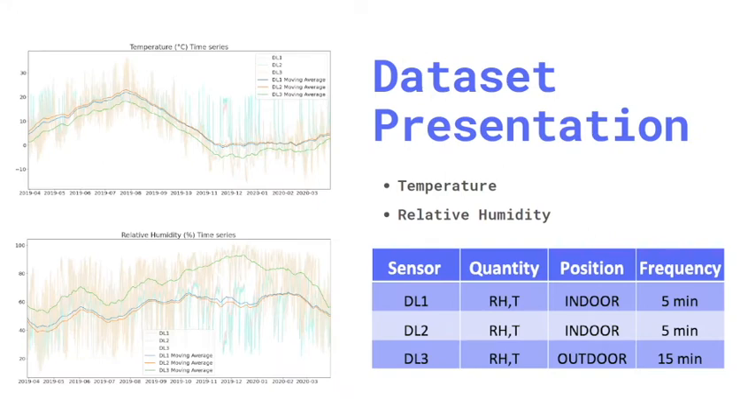We analyze the temperature and relative humidity time series in a time window that goes from March 2019 to March 2020. The data were provided by 3 data loggers as reported in the table. The first 2 sensors are inside the church and measure temperature and relative humidity with a frequency of 1 measurement every 5 minutes, while the third one is located on the outside of the church and measures the same quantities with a frequency of 1 measurement every 15 minutes.